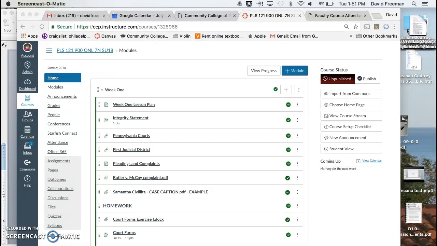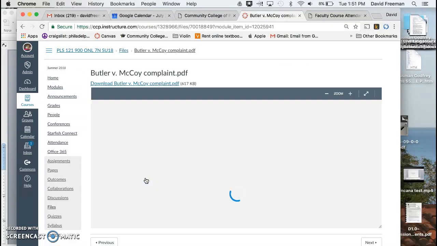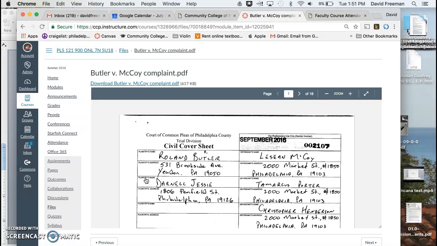I just wanted to try the screencast-o-matic that I like to use sometimes for documents. And the document that we're going to look at is in your first session, week one, and it's Butler versus McCoy complaint. It's a PDF file. And as we click on that bad boy, it will come up. And I was going to run through it very quickly.